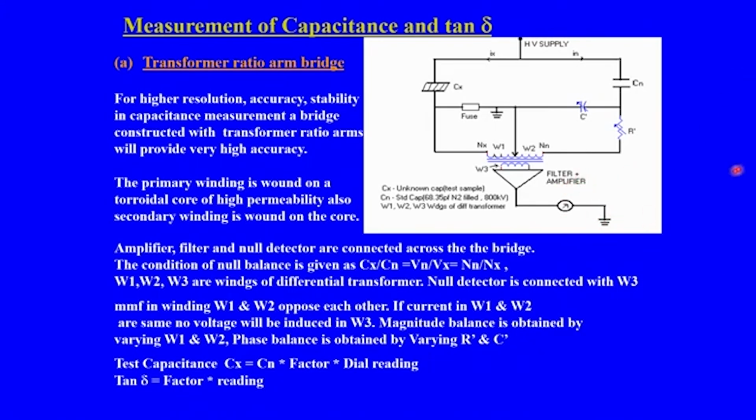Similarly, tan delta, the loss factor, could be measured with the multiplication factor into the reading which is obtained on the meter after the null has been achieved. So, this is how a simple method for measurement of capacitance and tan delta for the equipment is carried out in the laboratories. There are several other bridges which also will help in measuring the capacitance and tan delta.